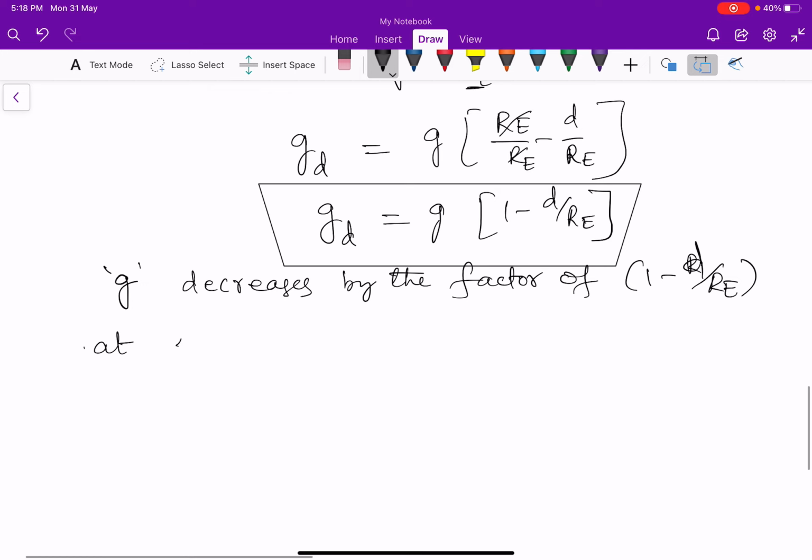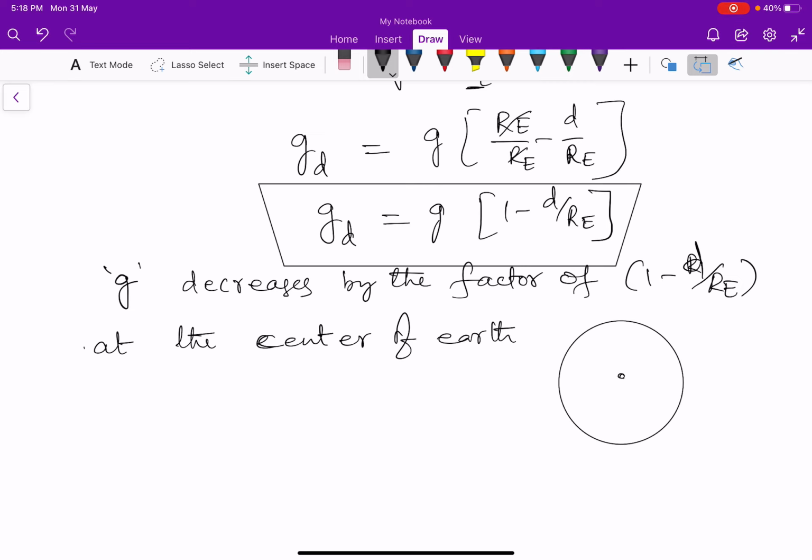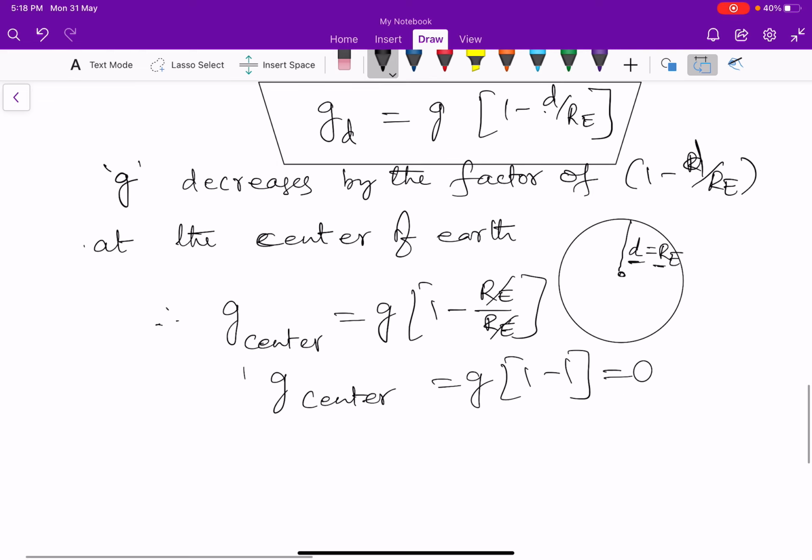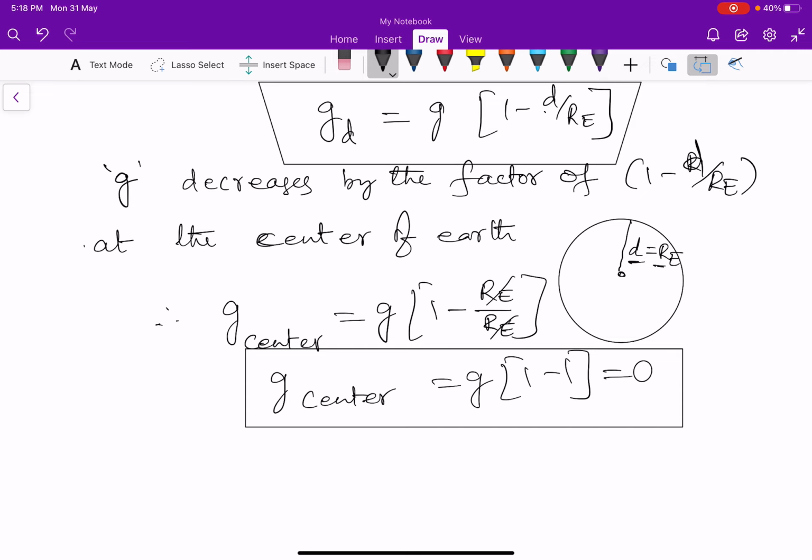At the center of Earth, that is, from the surface of Earth, how much depth below? Depth below is equal to Re, D equal to Re. Therefore, g at center of Earth is equal to g into 1 minus, we know that D equal to Re, substitute in the place of D as Re by Re. So Re by Re is nothing but 1. So g at center of Earth is equal to g into 1 minus 1. 1 minus 1 is nothing but 0. So the acceleration due to gravity at center of Earth is equal to how much? 0.